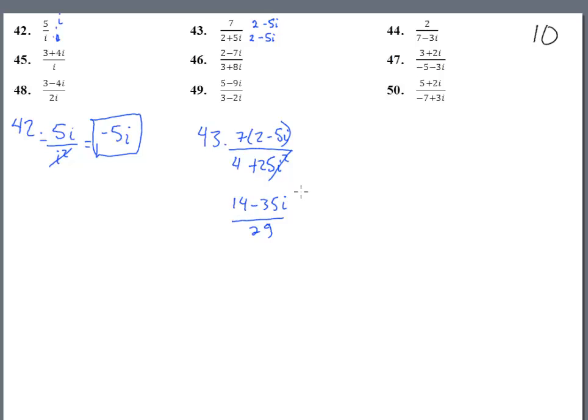In standard form, that's written 14 over 29, that's 14/29 is a real number, minus 35 over 29i.